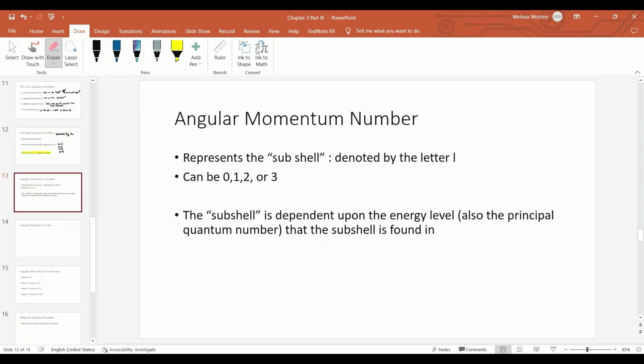Alright, so we are moving on to angular momentum number. So our principal quantum number represented the original shell that we're in, and the angular momentum number goes a little bit deeper and talks about the subshell, and it is denoted by the letter L. Usually, you'll see it written in cursive, but I'm sure there's a way to type a cursive L on the computer. I'm not that smart. But it's denoted by the letter L, and it can be 0, 1, 2, or 3. And the subshell is dependent upon the energy level that subshell is found in.